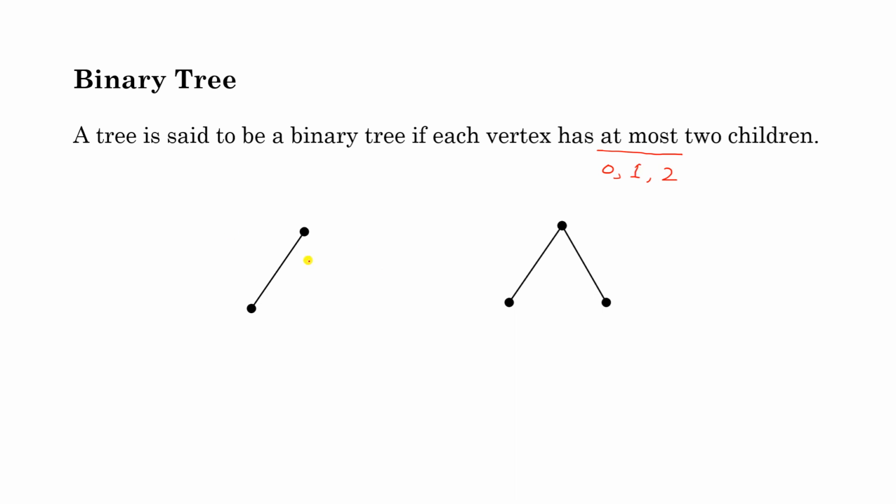So, look at these examples. Here, if you see, we can assign this vertex as root. Here, we can assign this vertex as root. So, look at this here. This vertex has one child only. And for this vertex, 0 child. Here, for this vertex, we have 2 children. And for these two vertices, we have no children. So, in this way, you can say that all these vertices have at most 2. It means either 0 or 1 or 2 children. So these are some examples of binary tree.